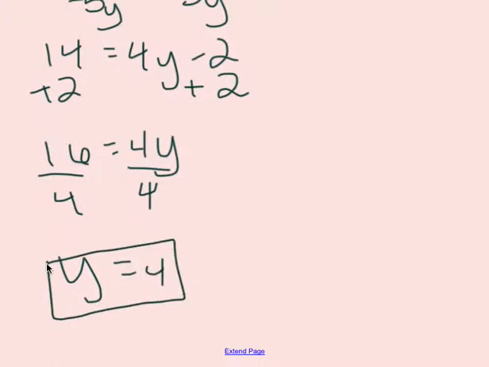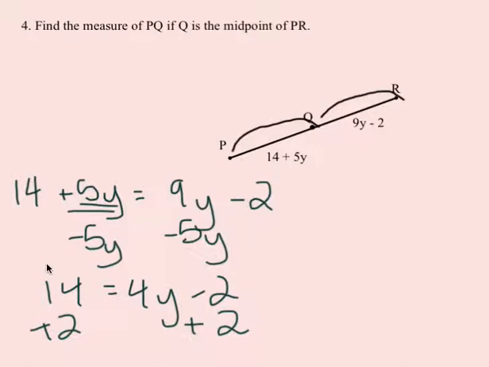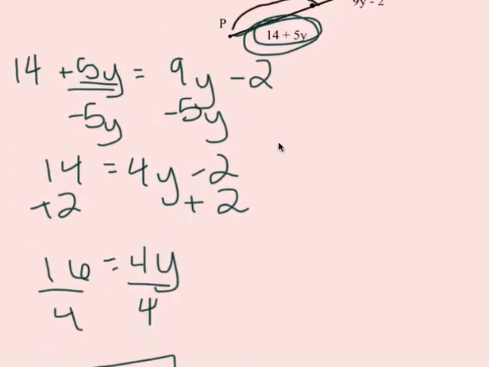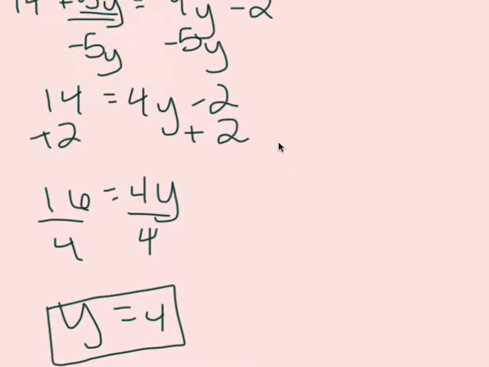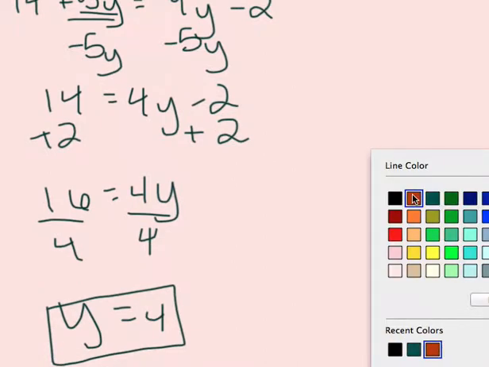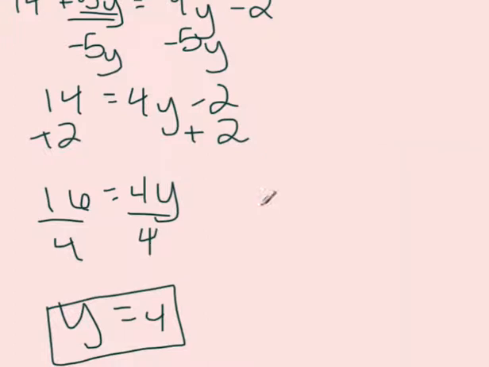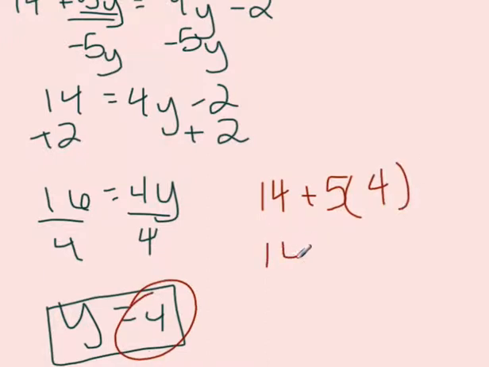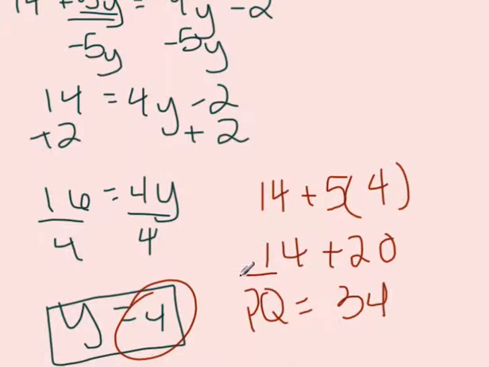The question, if you notice at the top, also asks us to find the measure of PQ. So I want to know how long this is. So once I've calculated out 4, I'm not quite done. What I have to do next is plug that in. So we have 14 plus 5, and now instead of writing y, I'm going to plug in what I know y is, which is 4. So then I get 14 plus 20, and that's going to be equal to 34. So the line segment PQ, remember it's just a segment so we don't have the arrows on it, is going to be equal to 34.